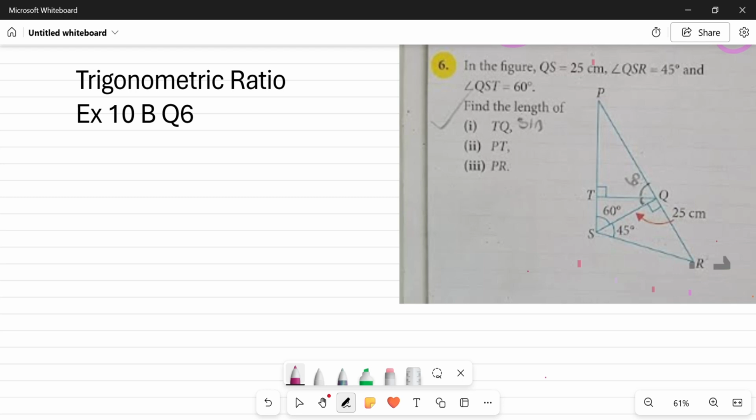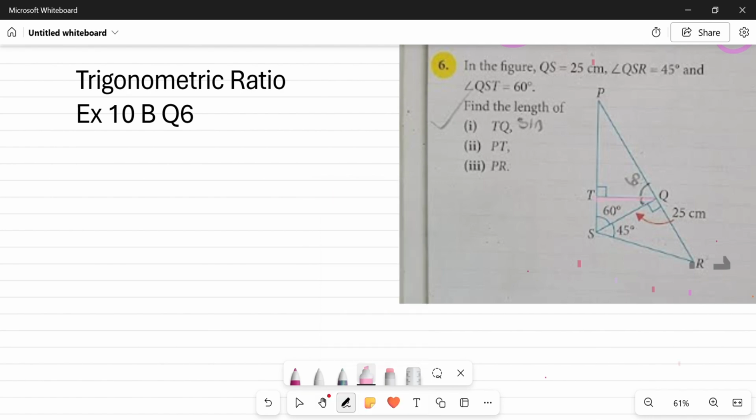Hello students, in this video we will solve this question number 6. Here in the image there are three right angles, right? So we need to find out in the first part TQ. Where is TQ? TQ is here.